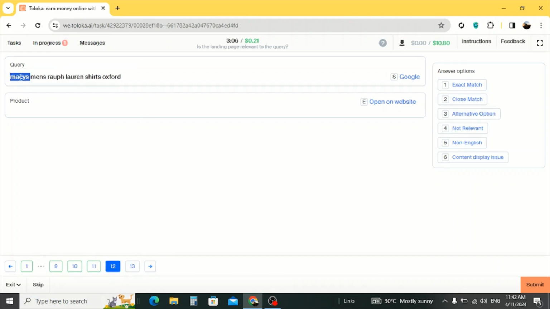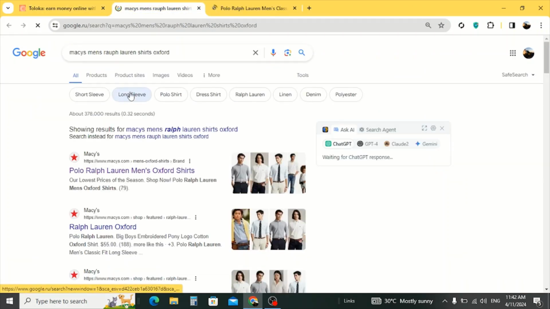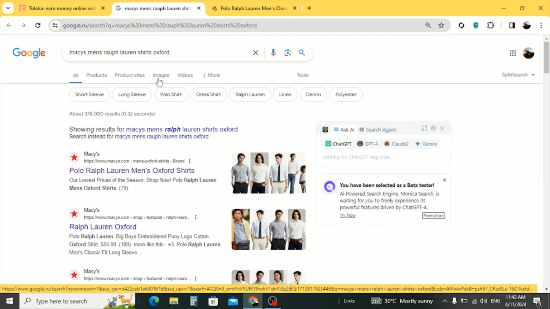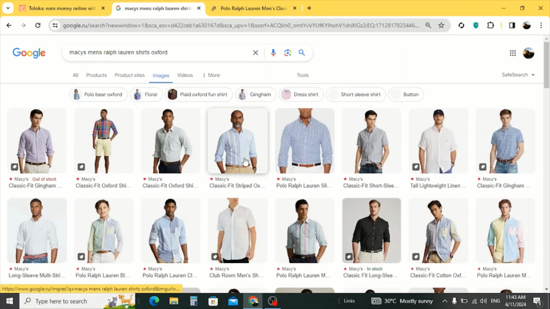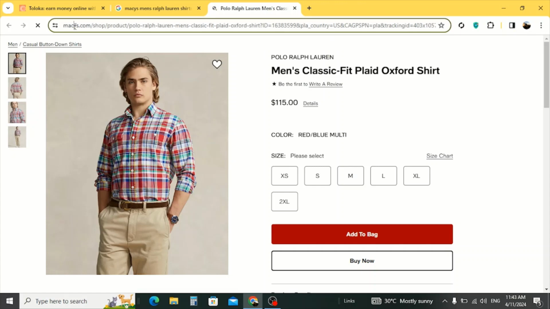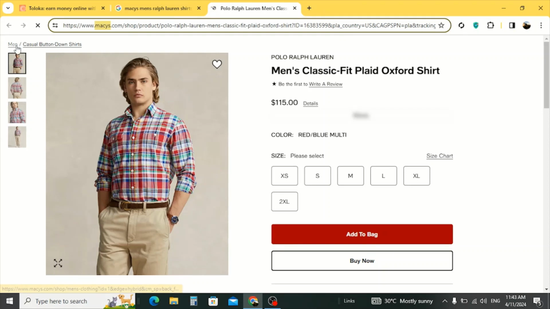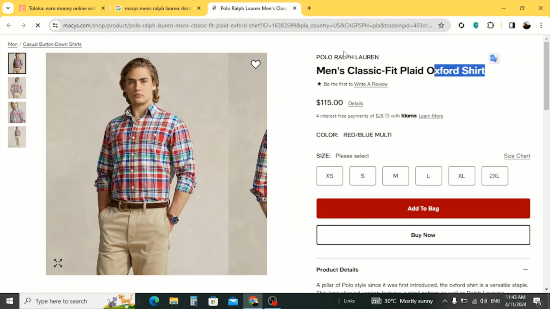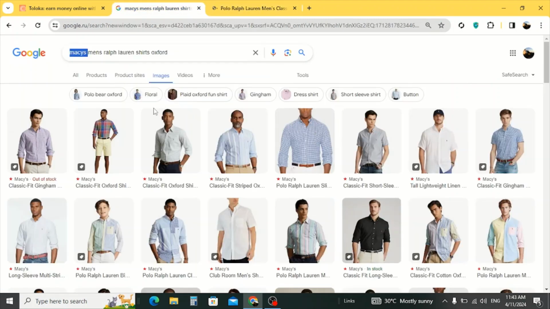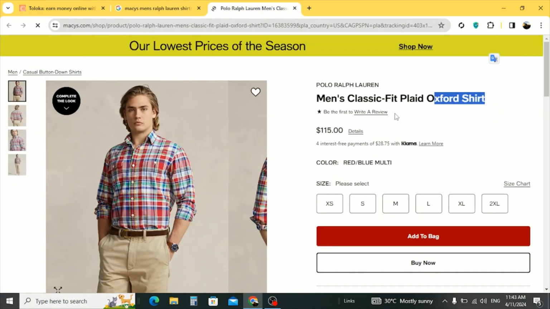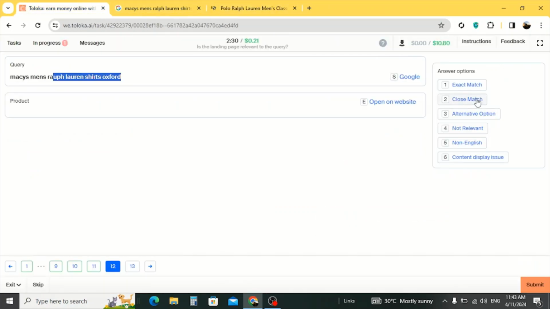Then Macy's men's Ralph Lauren shirt and Oxford pattern. What is an Oxford pattern? Let's try to search it in the form of images. Okay, Lauren has this signature short collar. Then this is the website Macy's as it is asked. Then men's, this is a men's shirt, Oxford shirt, and it is Ralph Lauren shirts in Oxford pattern. So all the attributes are matching here. So it is a pretty good candidate for an exact match.